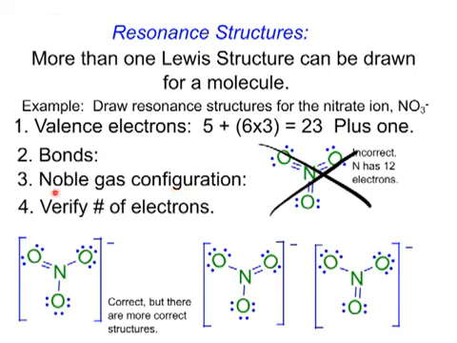We also need to do one more thing. We need to just verify the number of electrons, and when we count all of the electrons here, there are 24, and we designate that it is a negative ion by putting brackets around it like this and a negative sign there for -1.